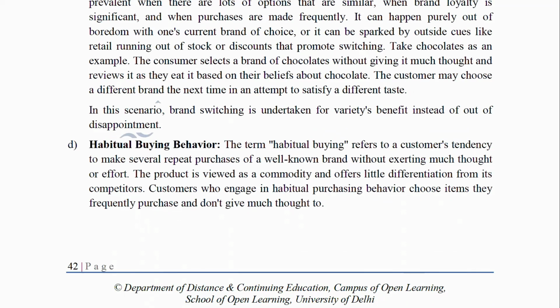The term habitual buying refers to a customer's tendency to make several repeat purchases of a well known brand without exerting too much thought or effort. The product is viewed as a commodity and offers little differentiation from its competitors. Customers who engage in habitual purchasing behavior choose items they frequently purchase and don't give much thought to.